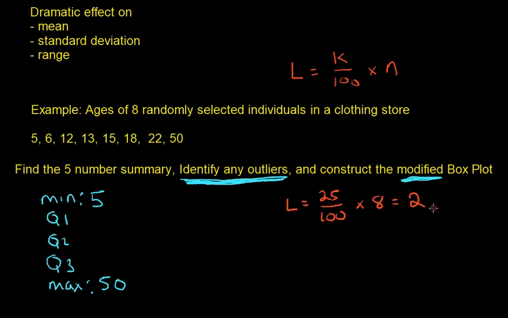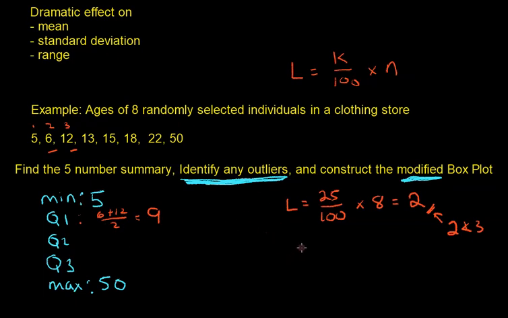Remember, when L turns out to be a whole number, we need to take the average of the second and third observation. All right, so the second and third observation is the average between 12 and 6. So that would be, go ahead and add up 12 and 6 and then divide it by 2. So that's 18 divided by 2, which is 9. Okay, so the first quartile is 9.